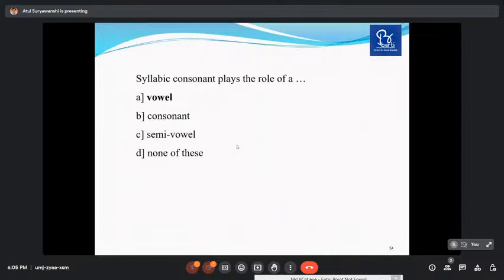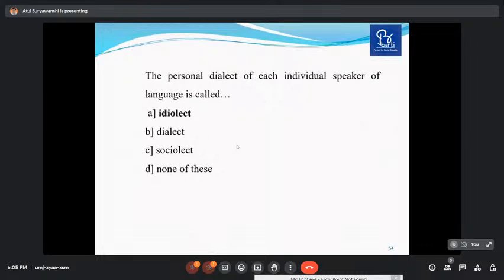The next question, syllabic consonant plays the role of what exactly? Syllabic consonant plays the role of a vowel. In cotton, in mortal, in bottle, we studied this. This is syllabic consonant. As the monosyllabic word is the combination of a vowel and a consonant, sometimes the role of the vowel is replaced by a consonant. So syllabic consonant plays the role of the vowel.